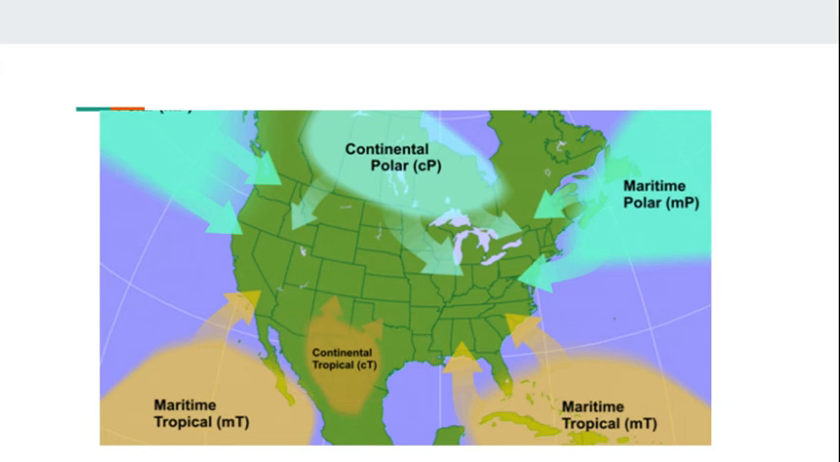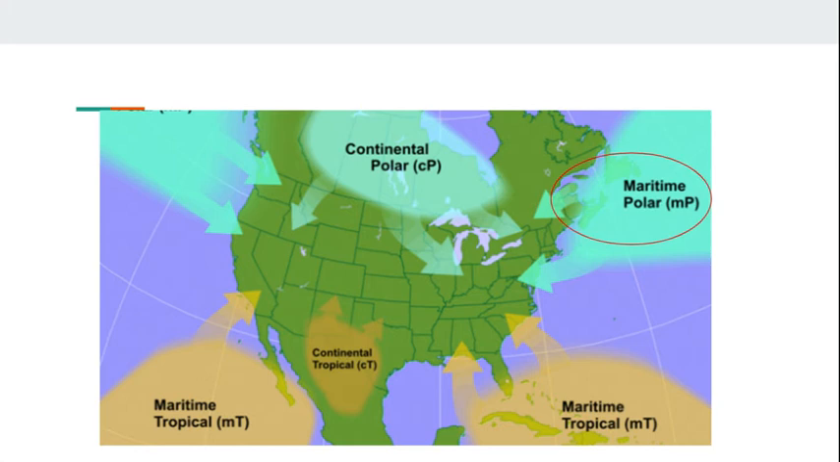Let's take a look at the maritime air masses on this map as well. So in the northeast, we have the maritime polar air mass. This air mass was formed over water, so it's going to have high humidity and high moisture. And it is far from the equator, so it is going to be polar, meaning that it's going to be cold.